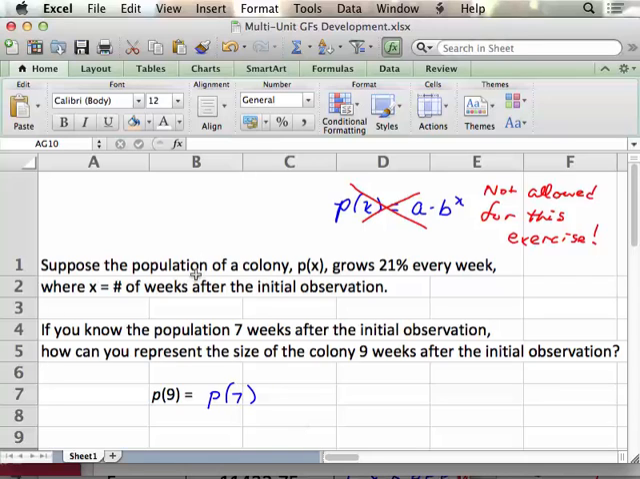Right, to get the next week, right? So if it's growing 21% every week, then we know the associated growth factor is 1.21, right? So what happens to the population of this colony every week? If it goes up 21%, it's like multiplying that population by 1.21 to get the next population. So we want to get it how far in advance? 2 weeks. So we multiply it by 1.21.